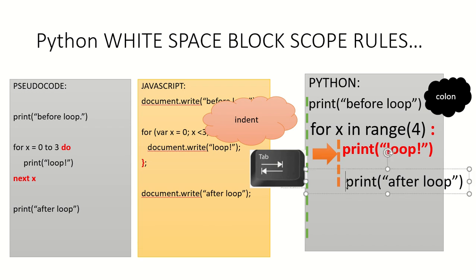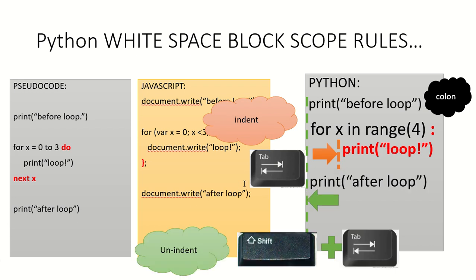So if I don't want this instruction to be repeated as being part of the loop, I have to unindent it. And the way we do that is you simply go to the front of the line and press Shift Tab.